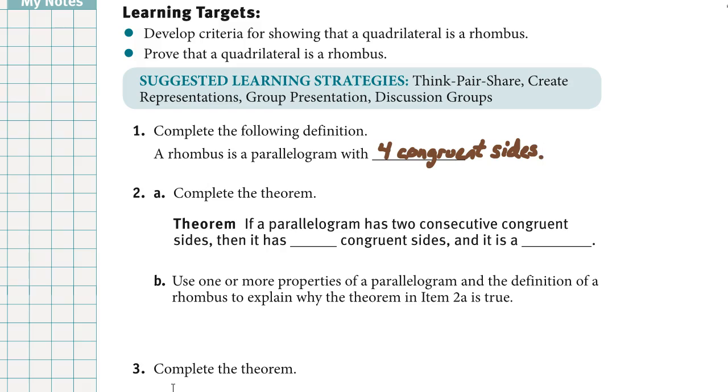Now let's create a theorem about a rhombus. If a parallelogram has 2 consecutive congruent sides, then it has blank congruent sides and it is a blank. This would be 4 congruent sides, and we would know that it is a rhombus.